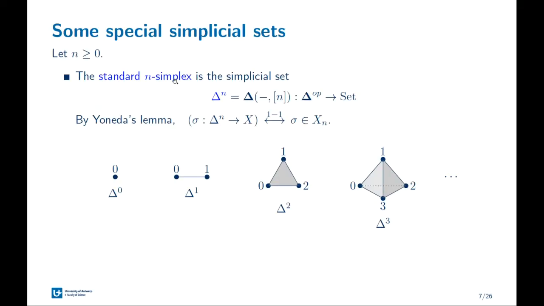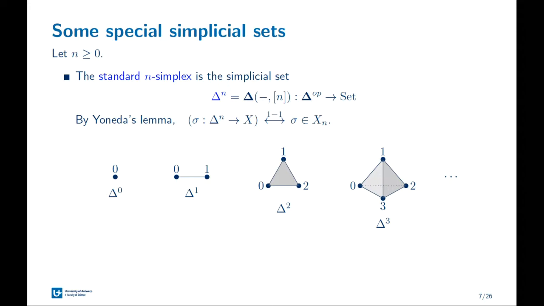Okay, so I want to focus on some special simplicial sets which play an important role in the story. So let n be an integer bigger than 0, then I have the standard n-simplex. This is just an ordinary simplex of dimension n, but realized as a simplicial set. So how is it defined? It's defined by taking the hom functor on my object [n] here. So by definition, this is a contravariant functor from delta to Set, so by definition this is a simplicial set, and we'll denote this by Delta^n.